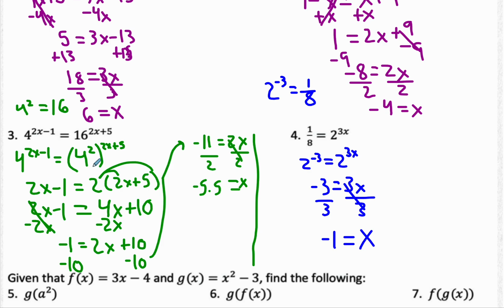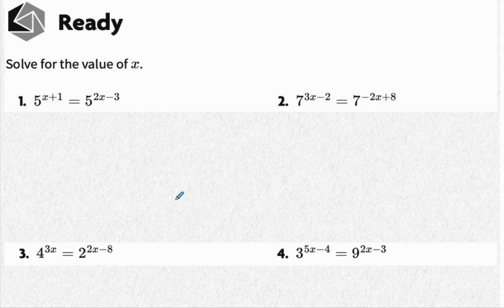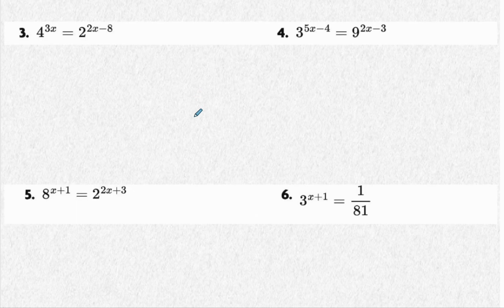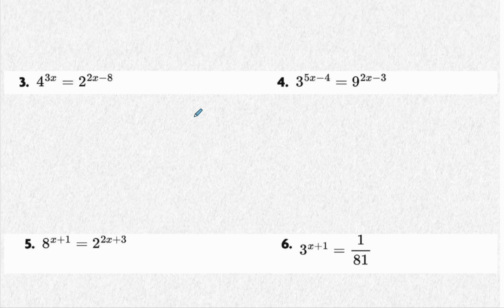Okay, so what we just did there, 1 through 4, is to help you prepare for the next page, page 31, the ready. So some of these, our exponents are equal to each other, like numbers 1, 2, or, our bases are equal to each other. Like number 1, the bases are both 5. Number 2, the bases are both 7. So they're ready to go and set the exponents equal to each other. Numbers 3 and 4 and 5 and 6 are going to take a little bit of work. Okay, so I have to think about what can I replace so that they have the same base.